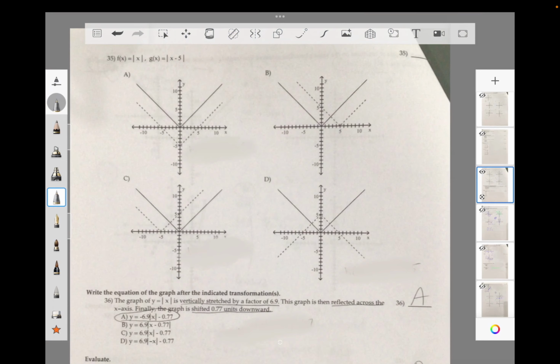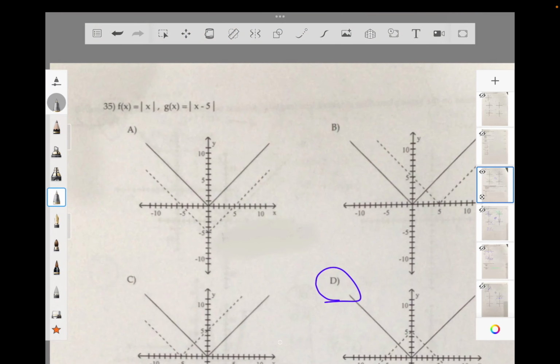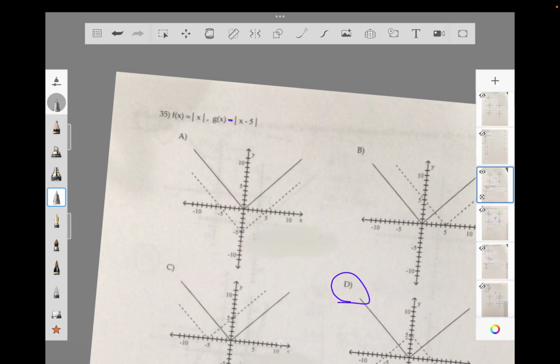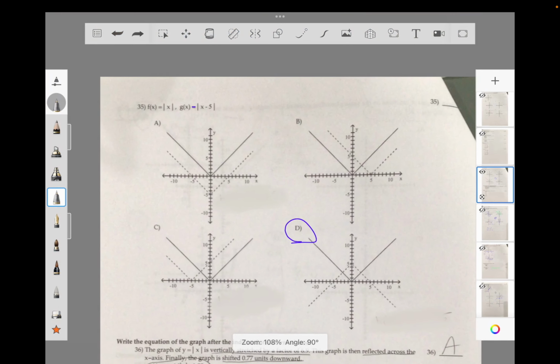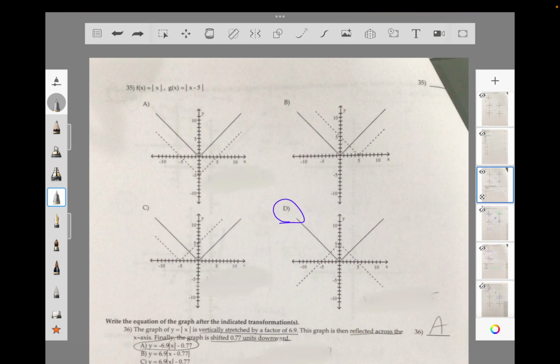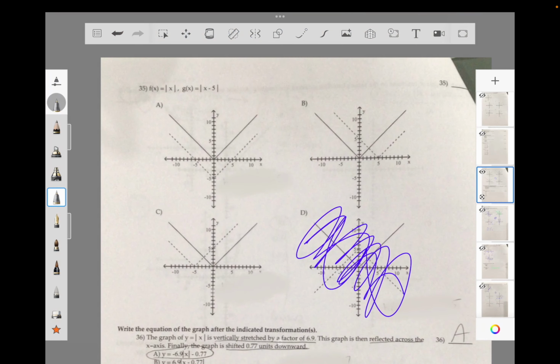So, is there any I could get rid of immediately? I could get rid of D, because this isn't going to be a negative number or a negative graph, because you would need a negative sign in front of the graph. So immediately D is out of the picture. So is it A, B, or C?